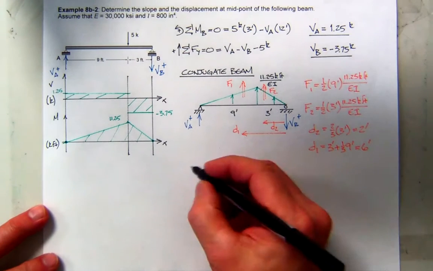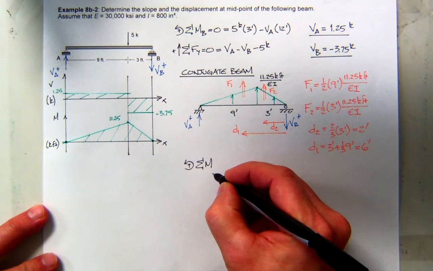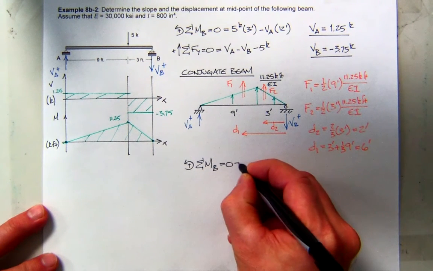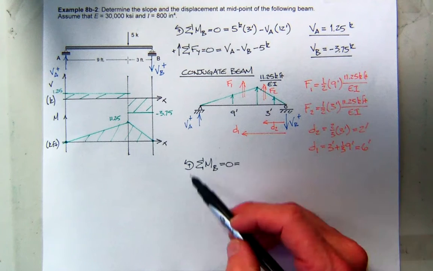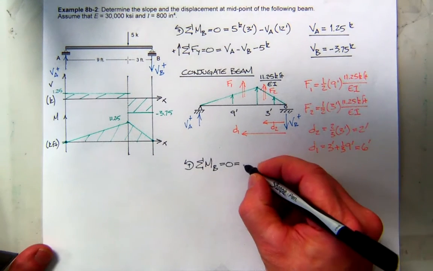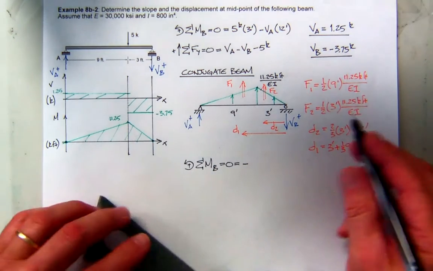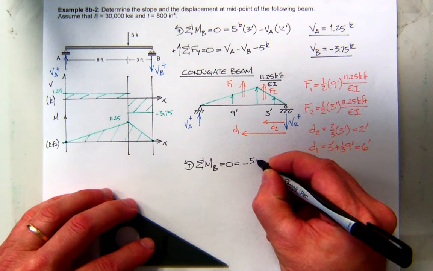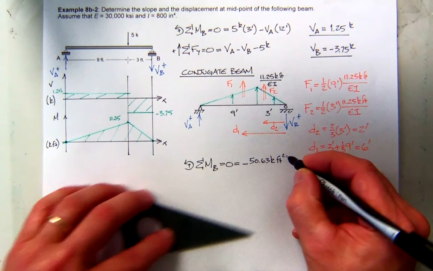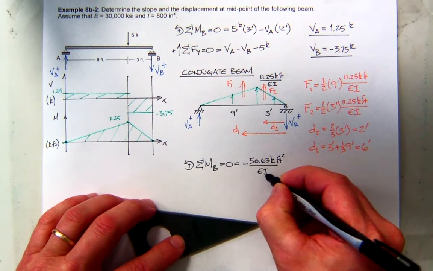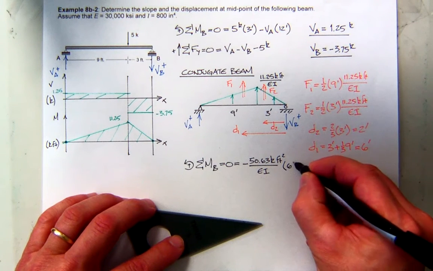So let's do that. I will sum moments about B. Now when I sum moments about B, both these forces, what kind of moment are they going to create about B? Positive or negative? With the right-hand rule. Negative. So now, somebody tell me, what is the value of F1? 50.63 over EI. 50.63, and that's kip feet squared over EI. That's F1, and that's times D1, which is 6 feet.